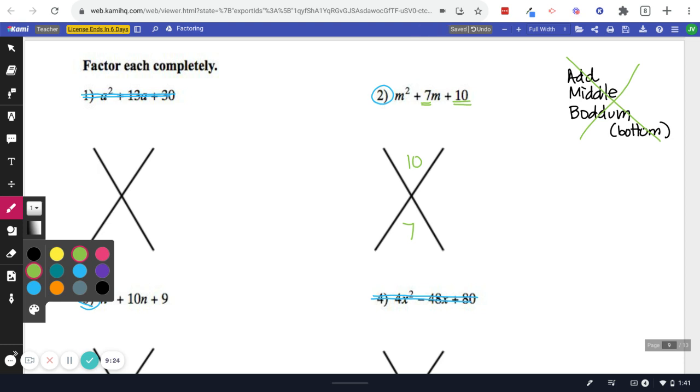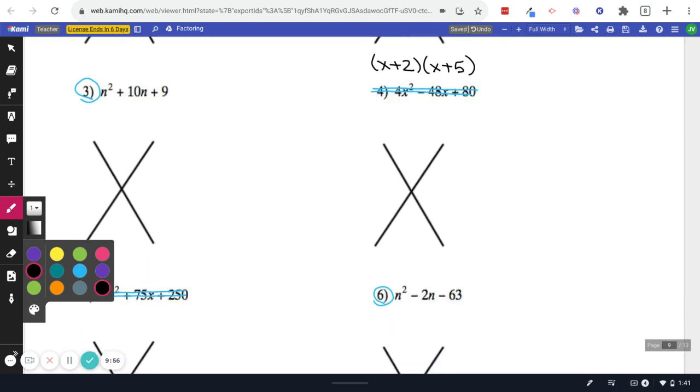Anyway, we're multiplying to make 10. Everything's positive here, so we're going to do 1 and 10. Easy choice, but that's 11. We're going to do 2 and 5. Another good choice. That makes 7. That's what I want. Everything's positive here, so it's plus 2 and plus 5. And our final answer is x plus 2 and x plus 5. Okay?